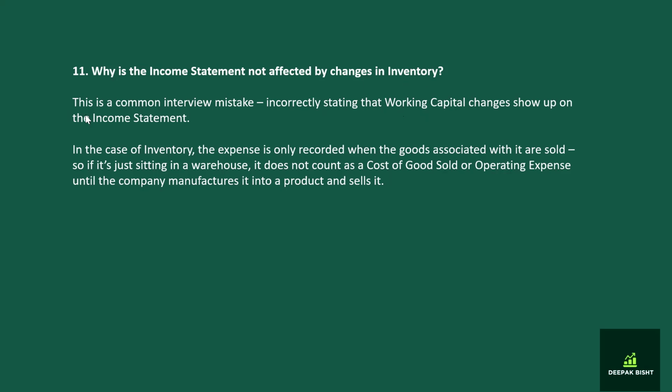So let's read out the explanation. This is a common interview mistake, incorrectly stating that the working capital changes show up on the income statement. In case of inventory, the expense is only recorded when the goods associated with it are sold. So if it is just sitting in the warehouse, it does not count as a cost of goods sold or operating expense until the company manufactures it into a product and sells it. All right, so let's move to the next question. I hope this is clear.